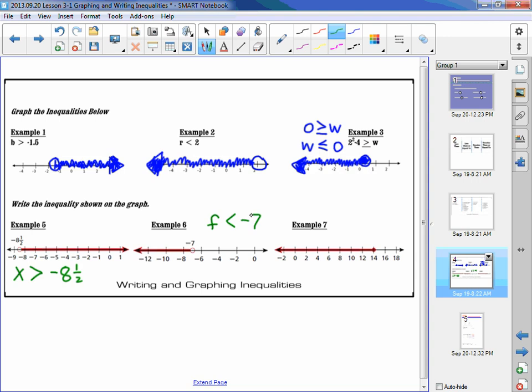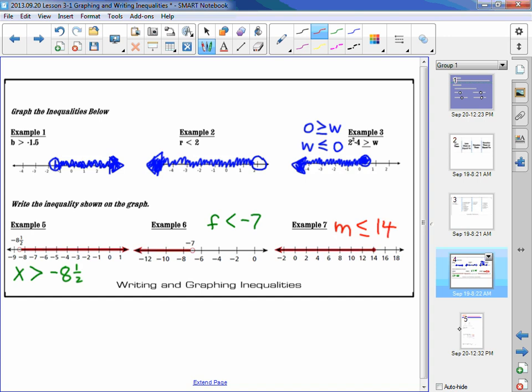And then for example 7, I'm going to pick a letter, I don't know, let's say M. And it's being shaded to the left again, so I know that's less than. This time the circle is colored in, so I do have to put the equal to symbol underneath, and the number that the circle is resting on is a 14, so that would be M is less than or equal to 14.